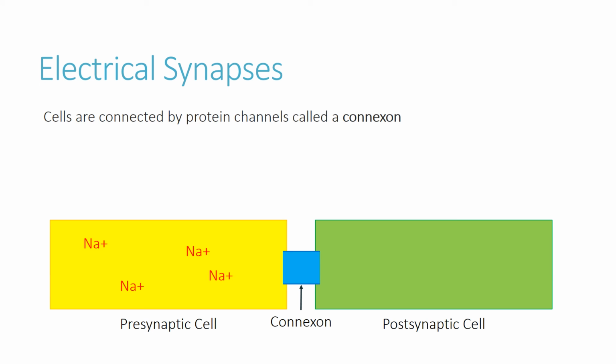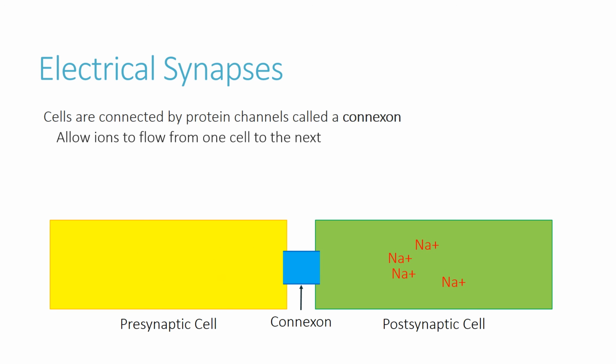The second and more rare kind of synapse we find in the body are referred to as electrical synapses. In an electrical synapse, the two cells are connected by a protein channel called a connexon. That connexon allows ions to flow directly from the presynaptic cell into the cytoplasm of the postsynaptic cell. This allows action potentials to travel directly from one cell to the next without needing any kind of chemical neurotransmitter to relay that message from the presynaptic cell to the postsynaptic cell.